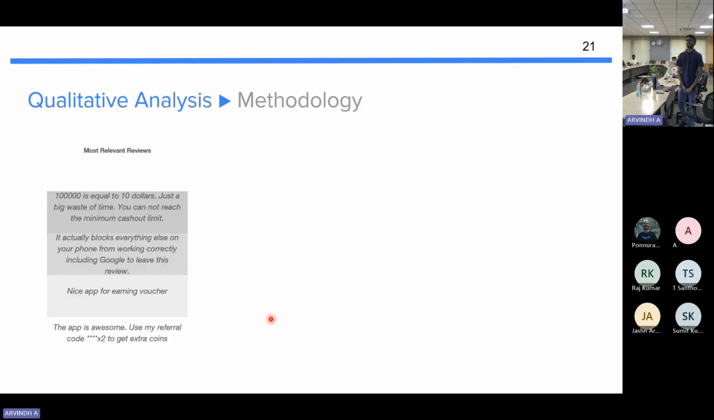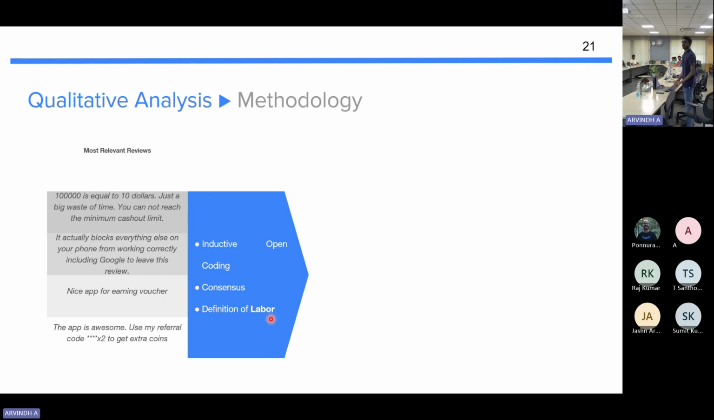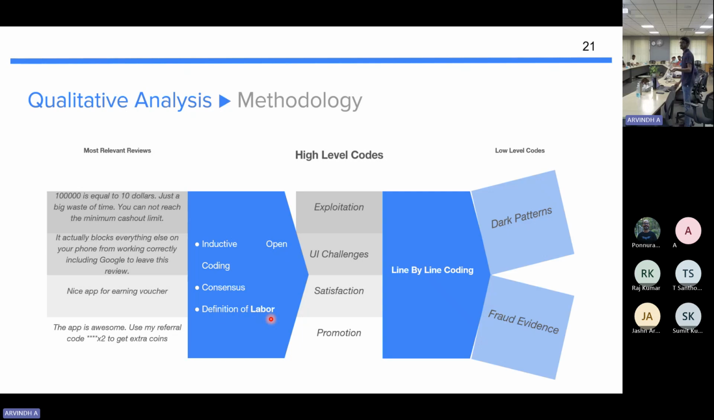Moving on to the qualitative analysis. We take the list of all the relevant reviews and then we do open inductive coding. We ensure consensus and inter-annotator agreement at every step of the pipeline. We also define labels as they are defined in the Cambridge dictionary. We first converge on the high-level codes. So we see that the reviews talk about exploitation, UI challenges, satisfaction, anything that is positive, and also promotion for the app itself. With these high-level codes in place, we do line-by-line coding to move on to low-level codes. From the low-level codes, we detect dark patterns and fraud evidence, which I'll come to now.